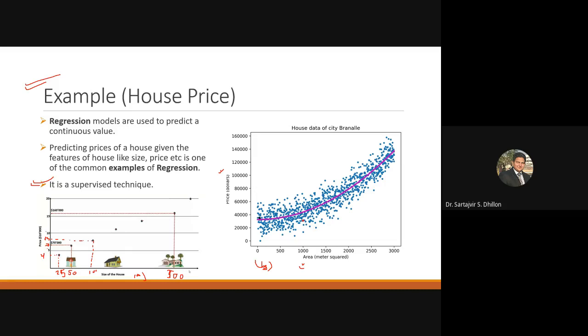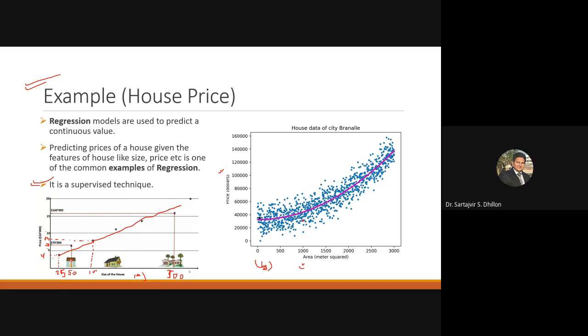Now the algorithm makes the regression line. How will it make it? I'm drawing it very roughly, but you have to make it very clear which line is actually passing through the points. Yes, please.